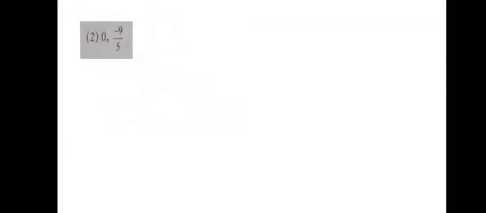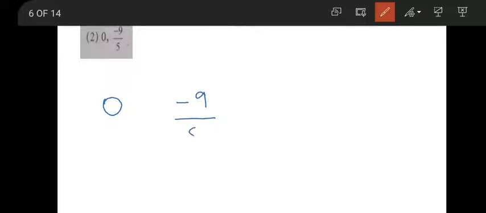Number 2, 0 and -9 upon 5. 0 and a negative number. In these numbers, 0 will be greater. So this sign will be used here. Number 3, if you observe these numbers, 8 upon 7 and 0, means positive fraction and 0 is given. So positive fraction will become greater.